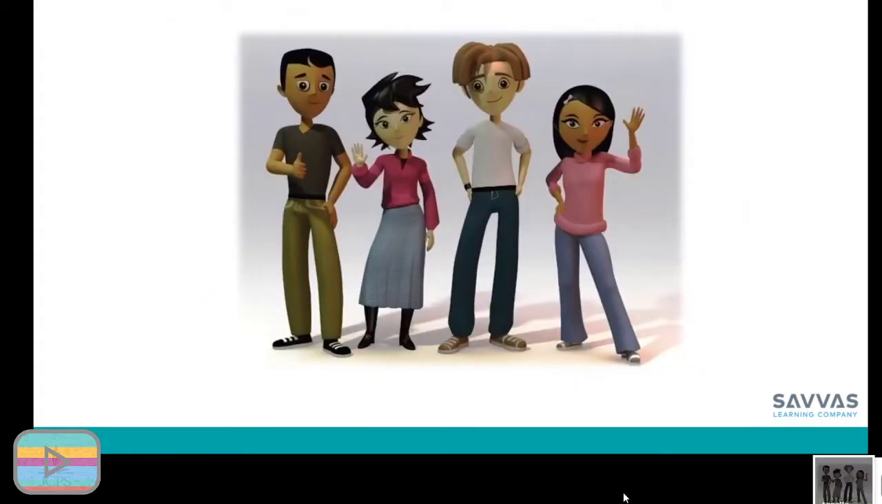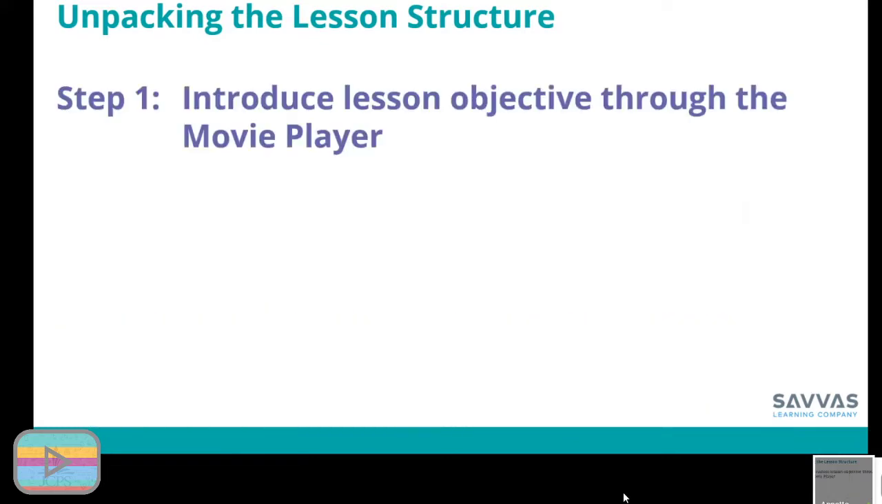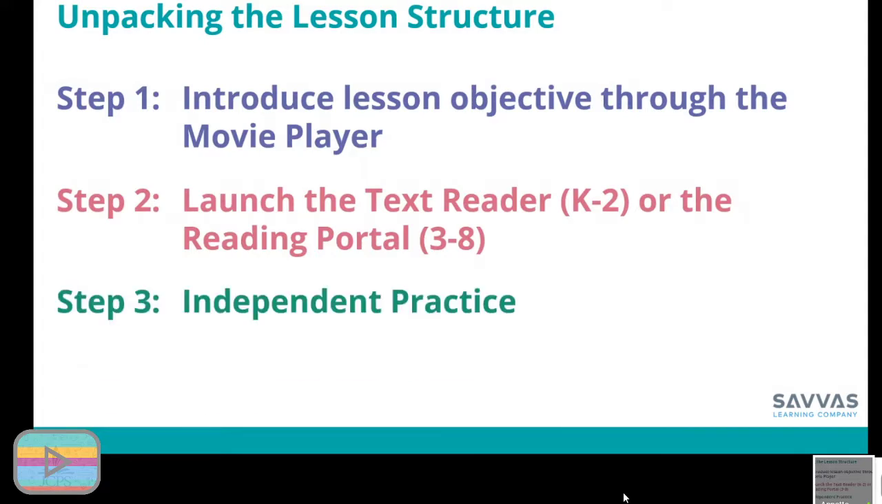If they are in the third grade and up, they actually get to see these guys, and we call these the cognitive coaches. The kids actually start to call them the avatars because they get to choose an avatar when they're working in the program. So let's unpack the lesson structure. Once they log in and start their session for Success Maker Focus, we introduce the lesson objective through the movie player. Then step 2, it launches the text reader in K-2 or the reading portal in grades 3 through 8. Then they go into independent practice, and then they will actually have some remediation if it's necessary.